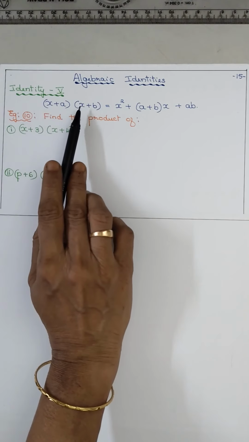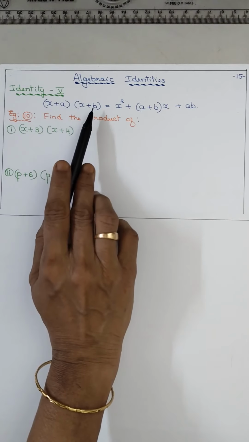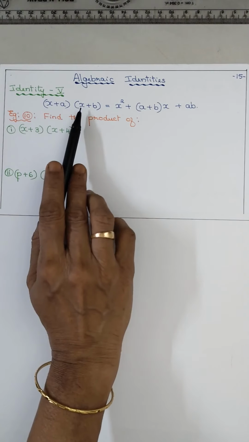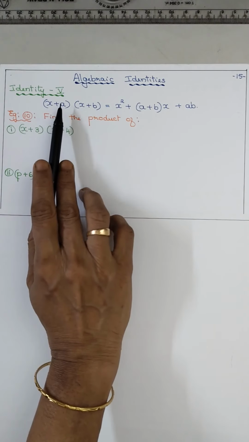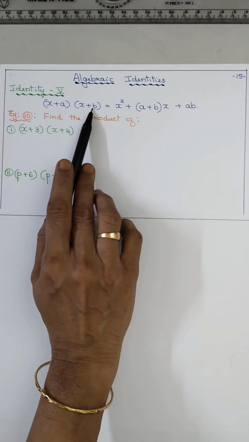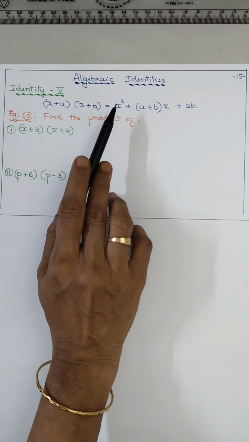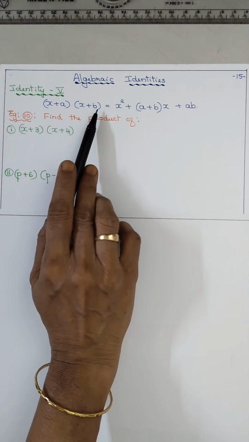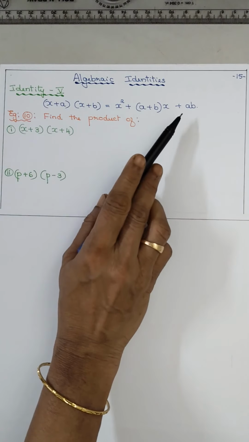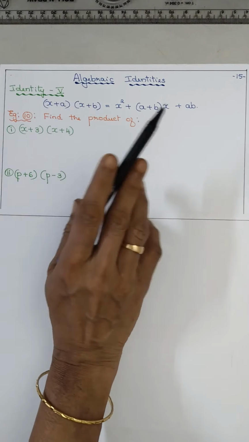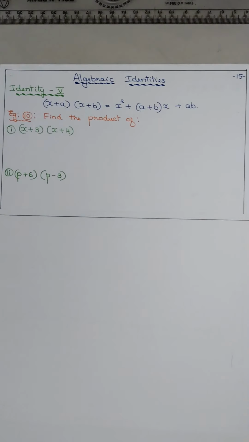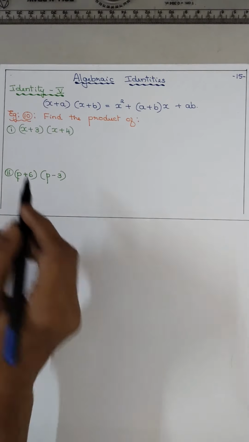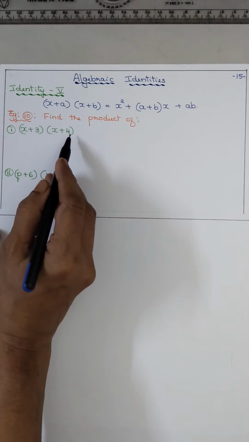See, first terms are same, but the second terms are different, isn't it? First terms in both it is x, but the second term here it is a, here it is b. Then the answer will be x squared plus (a plus b) into x plus ab, means a into b. Is it clear? Now find the product of, coming to the examples, first subdivision (x plus 3)(x plus 4).